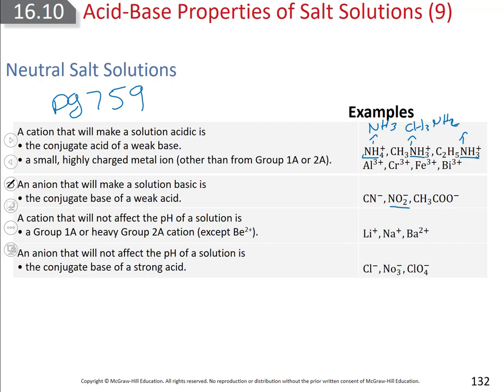Cations that do not affect the pH are our group 1A or 2A metals, so lithium, sodium, barium, etc. Anions that do not affect the pH of a solution are the conjugate base of a strong acid. So Cl- came from HCl, which is a strong acid. NO3- came from HNO3, nitric acid, etc. We're just making these from strong acids. So none of these things will affect the pH.